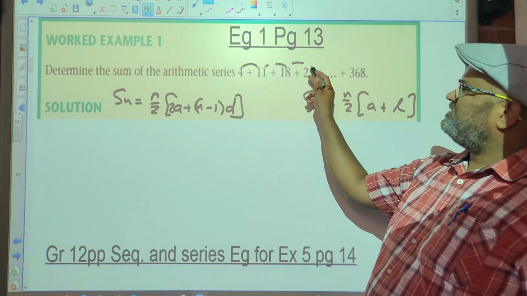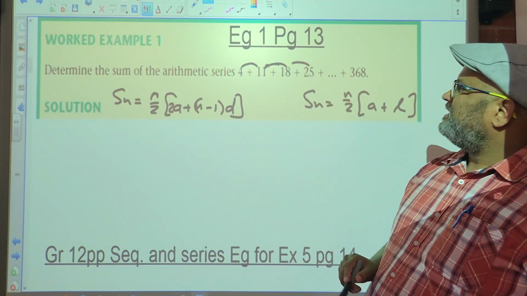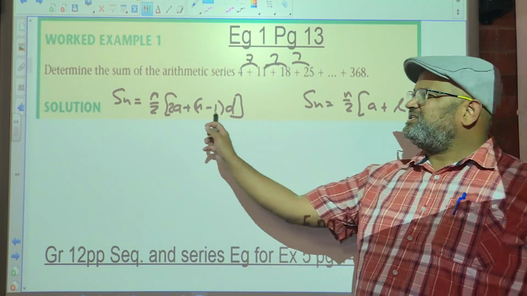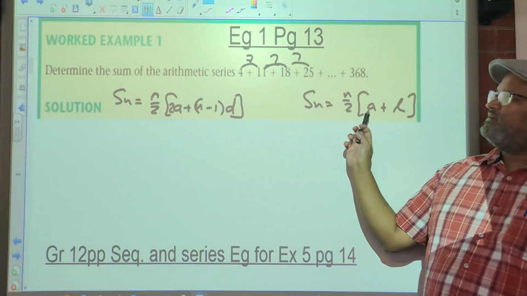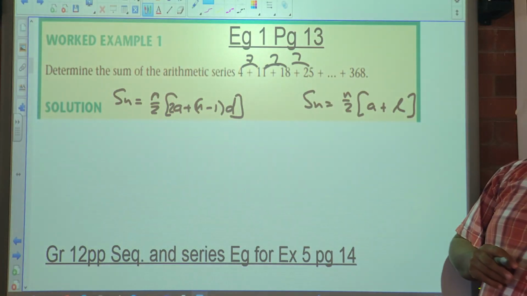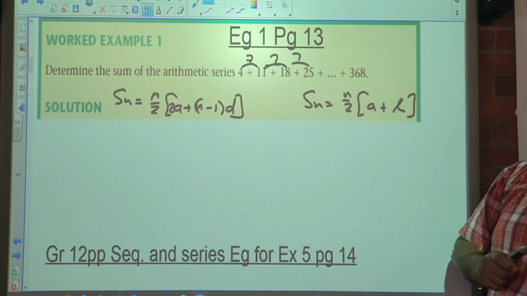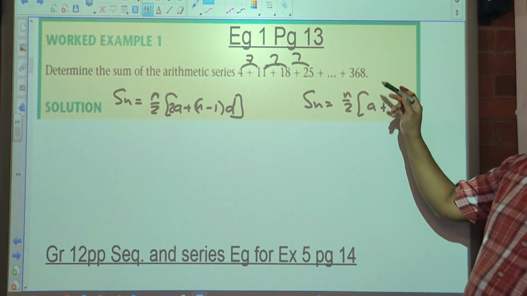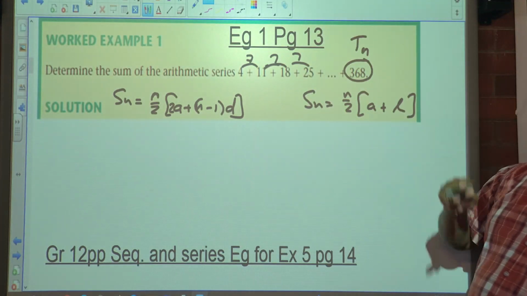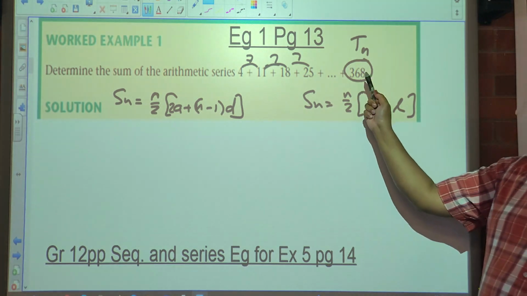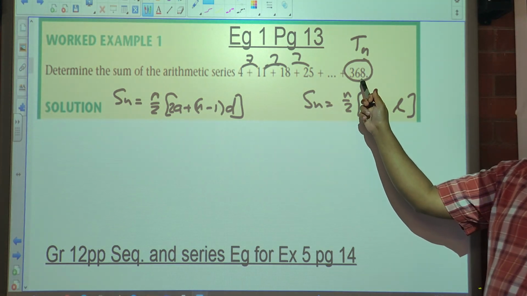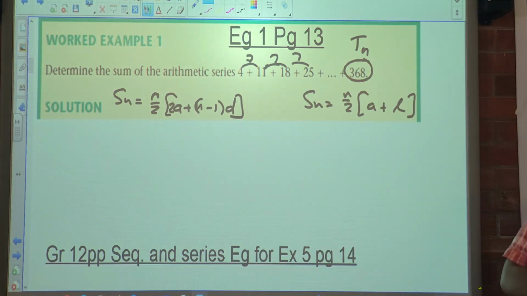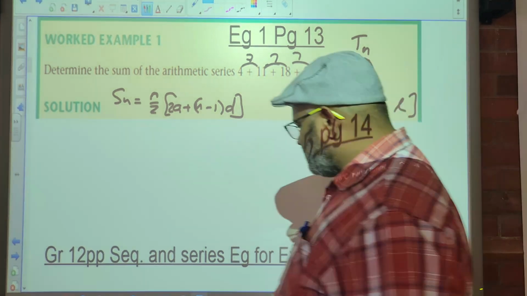What's my d value? I'm adding 7 all the time, not so? So my d value is 7. What do I still need in order to calculate my sum of terms? I still need the value of n. But what else do I notice is that I got the nth term here. So if we know what position number that 368 lies in, then I will be able to use those formulas. You guys understand?